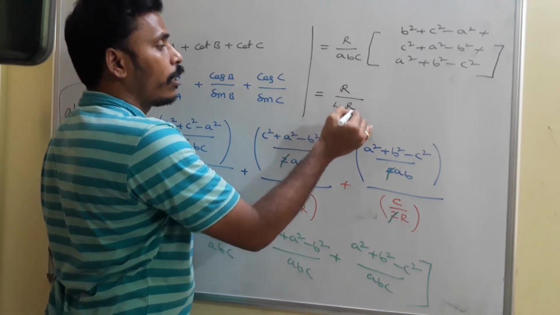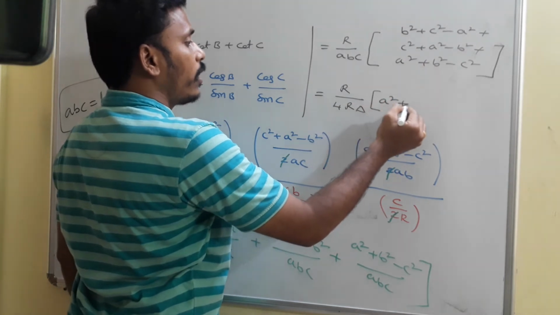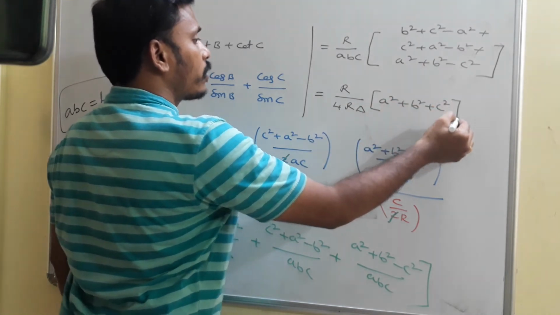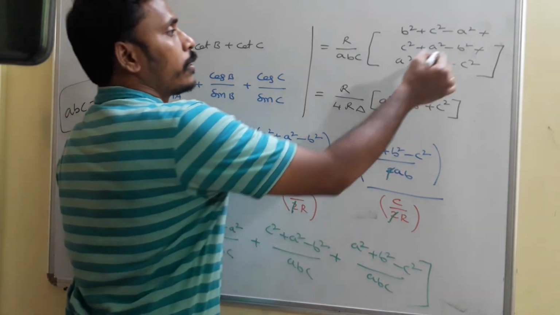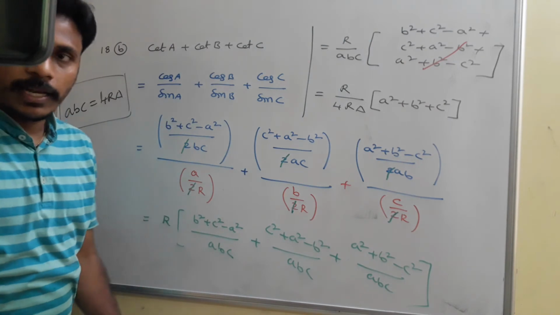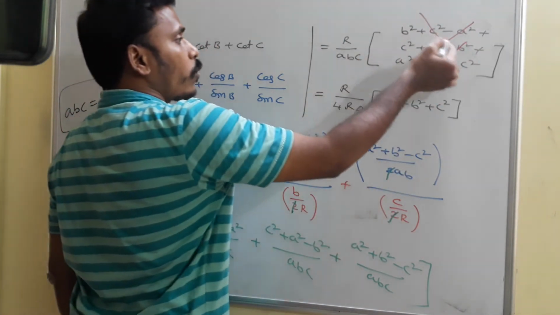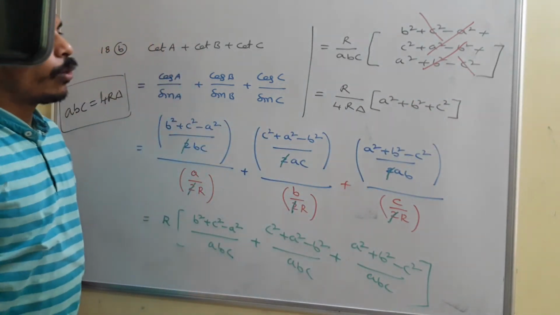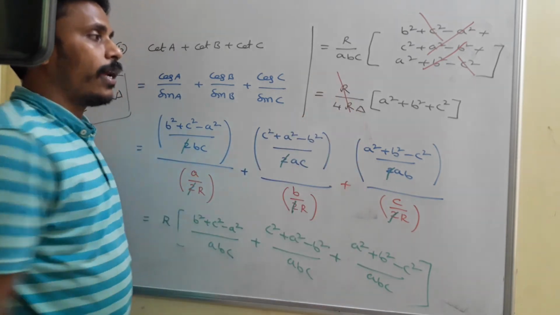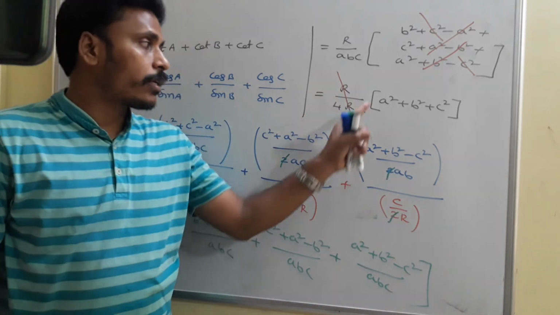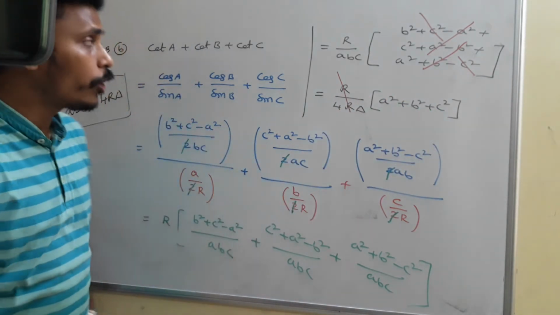R divided by 4R delta times of, in the bracket if you simplify, this is A square plus B square plus C square. Is it right? Yeah. In the bracket, this B square and minus B square will get cancelled. This minus A square and plus A square will get cancelled. And this C square and minus C square will get cancelled. You will be left with A square plus B square plus C square. R by 4R, R also gets cancelled. And at the end you are left with what? A square plus B square plus C square divided by 4 delta. And you need to memorize it.